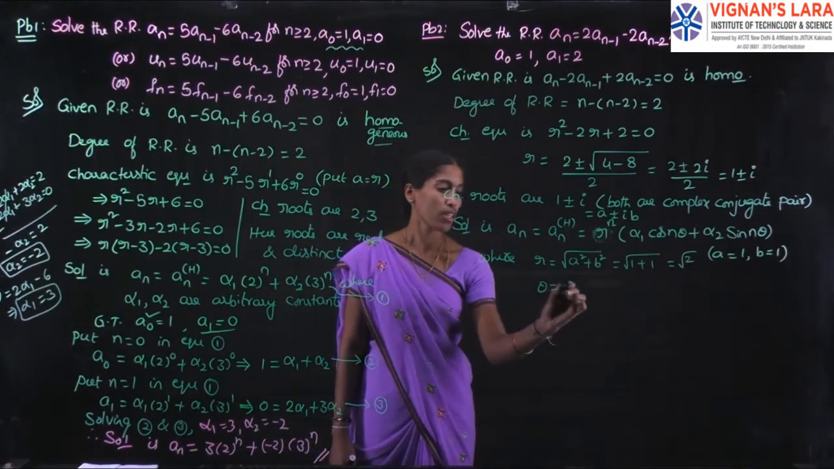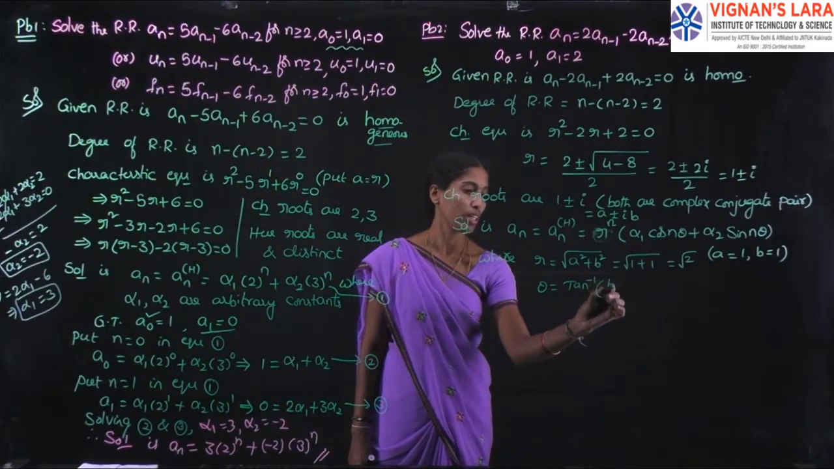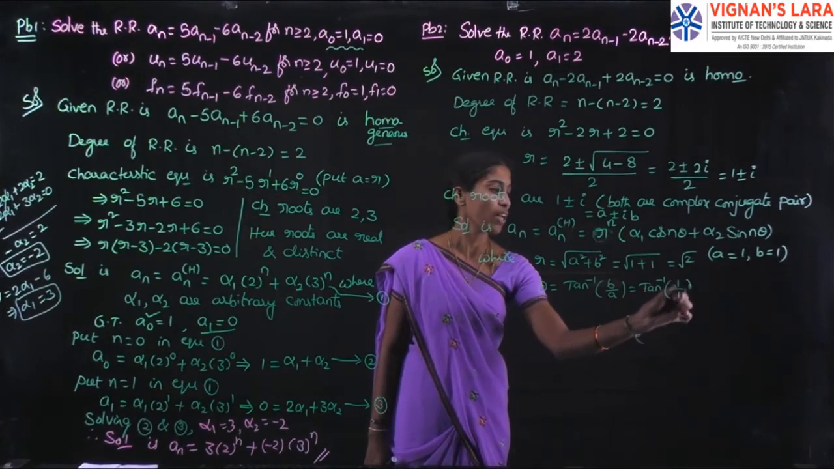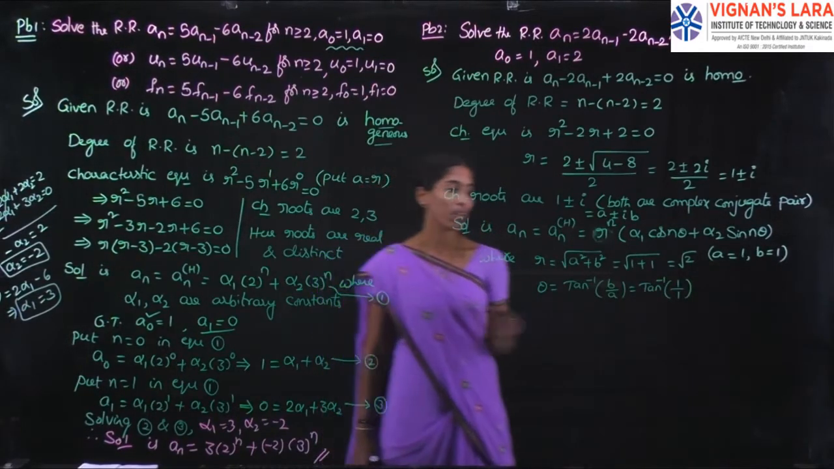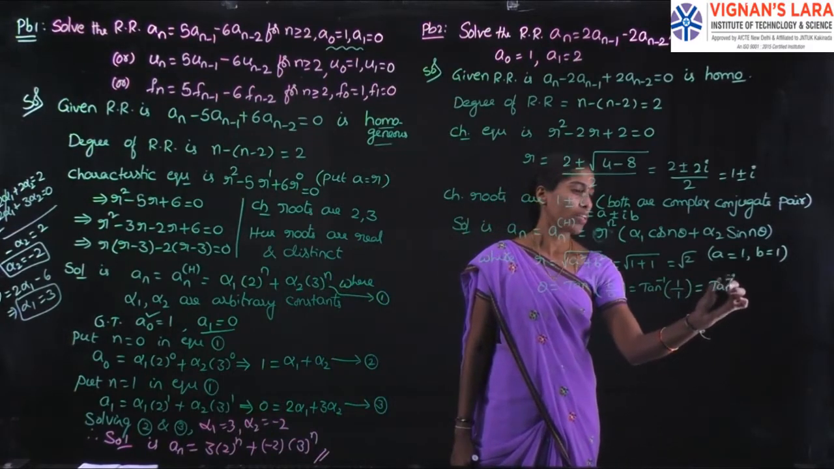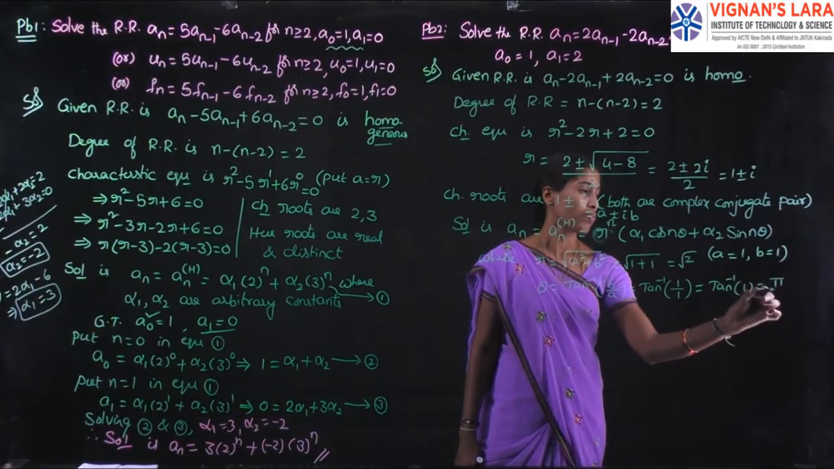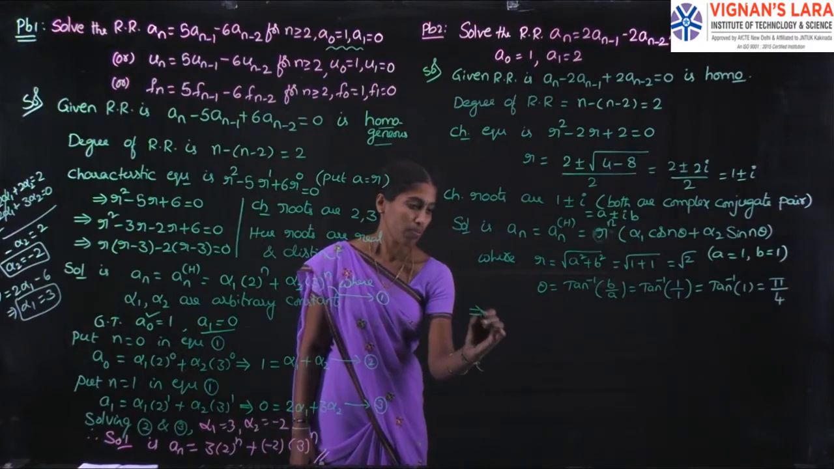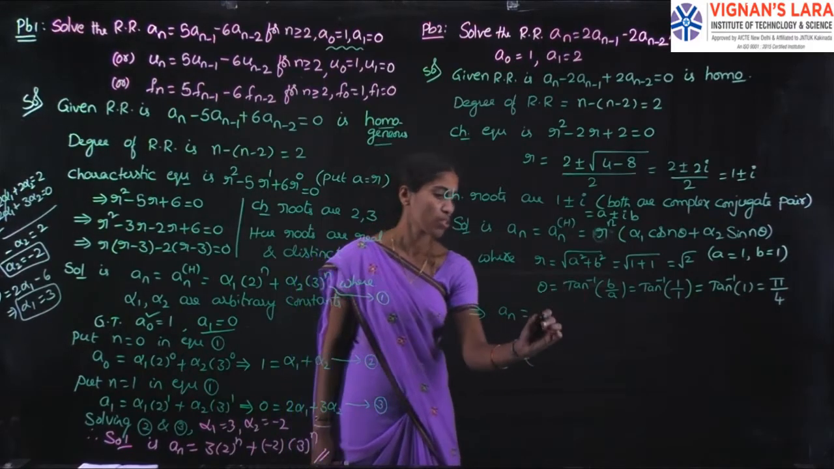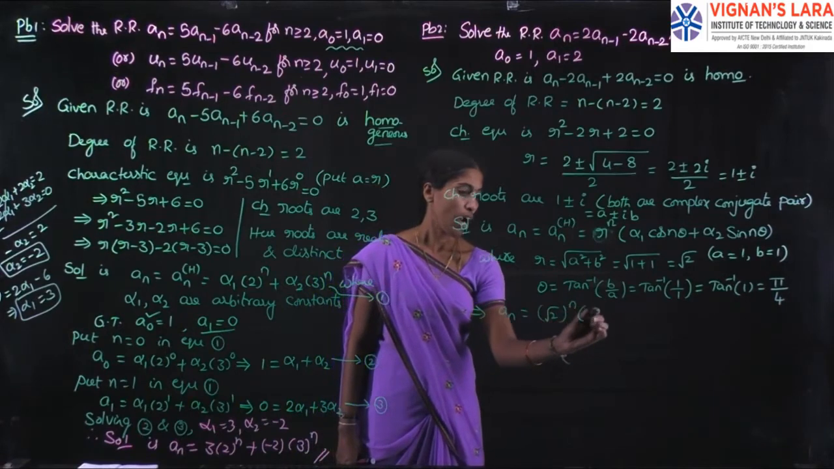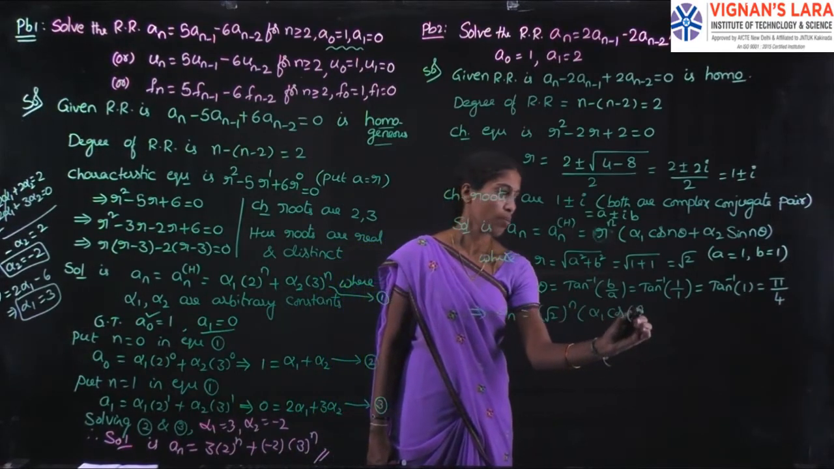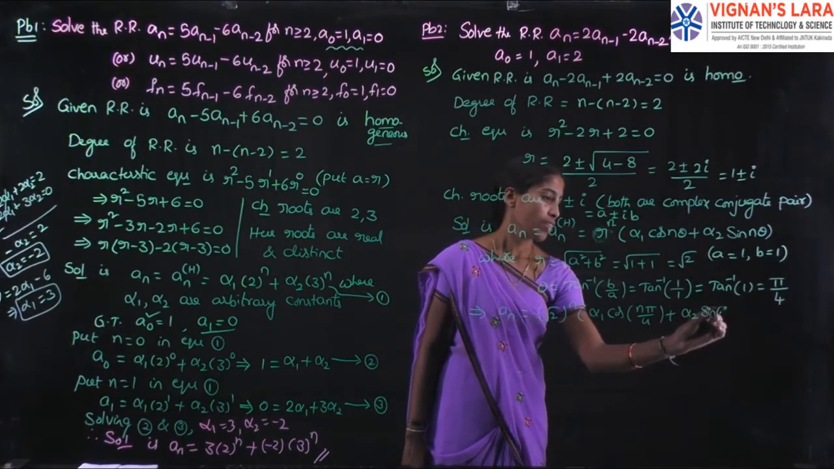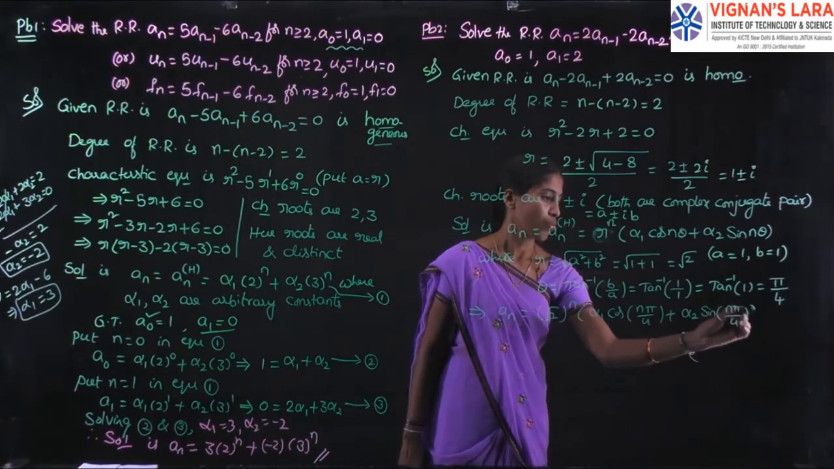Then theta value is tan inverse of b by a. So tan inverse of b value is here 1, a value is 1. Tan inverse of 1 by 1 is tan inverse of 1, which is pi by 4. Right? So after calculating it, An is equal to root 2 to the power n, alpha 1 cos n pi by 4 plus alpha 2 sin n pi by 4.